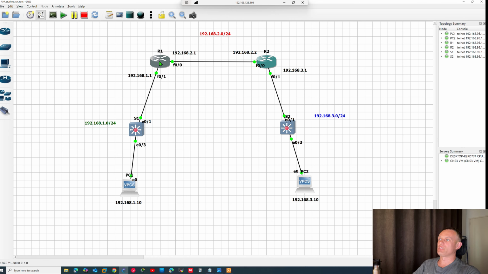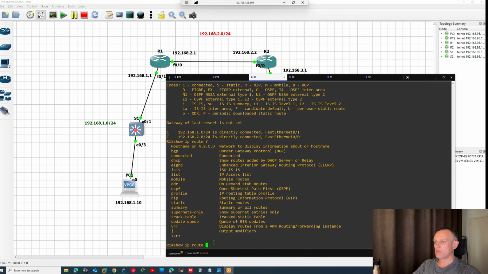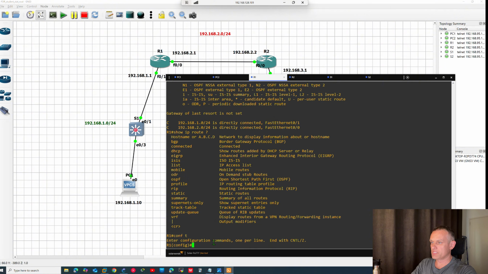If we teach this router how to reach this network, it's going to be successful. Go ahead and specify on router 2, not router 2, we already specified this. On router 1, let's specify, conf t. Let's specify this route, ip route 192.168.3.0. We want to reach this network.